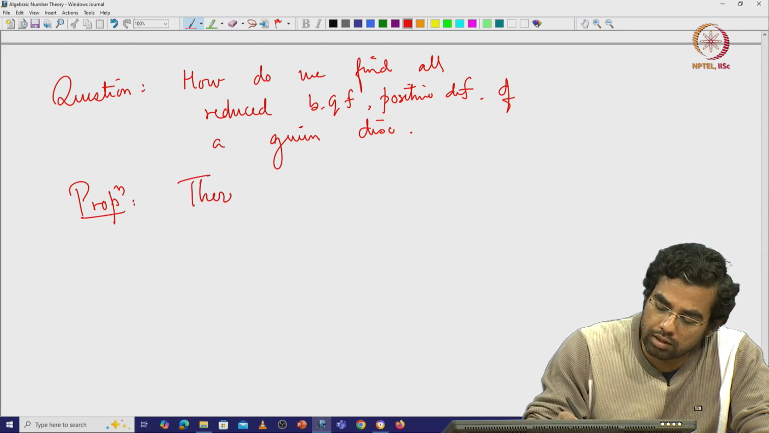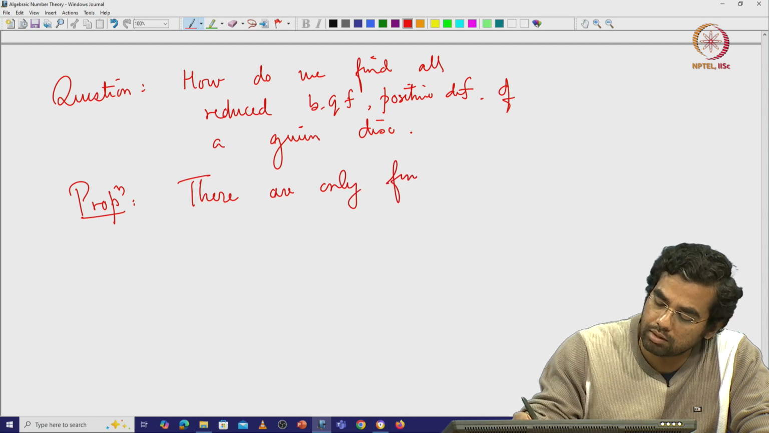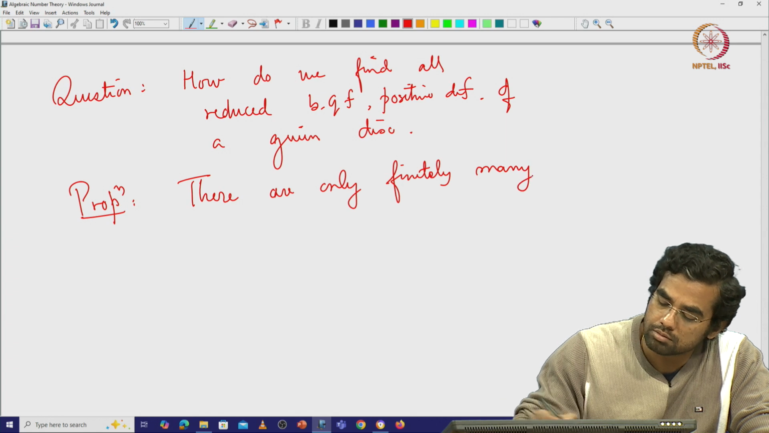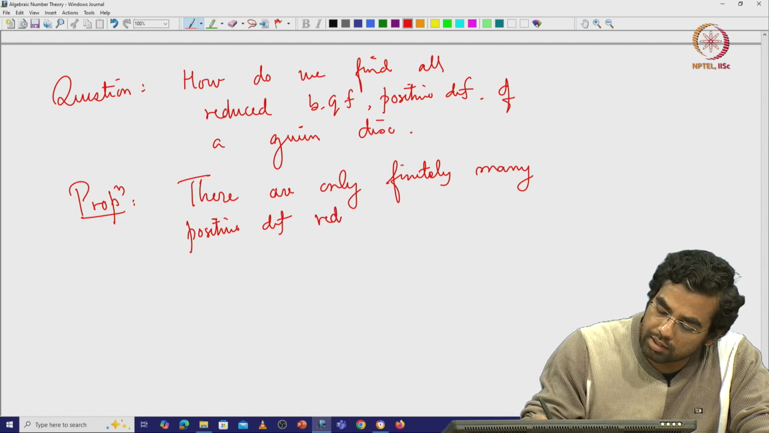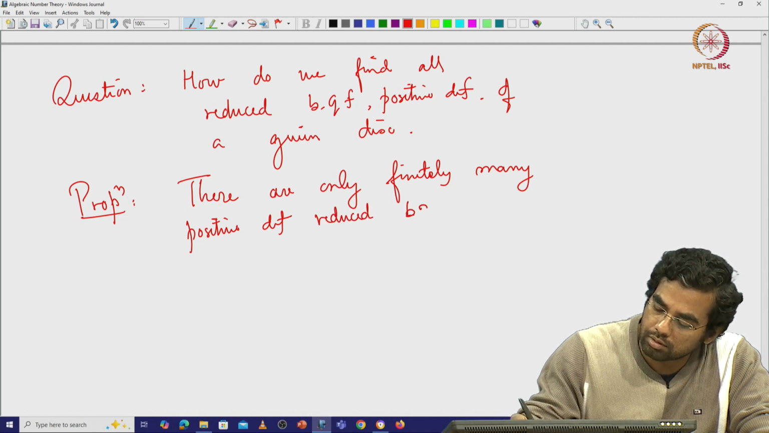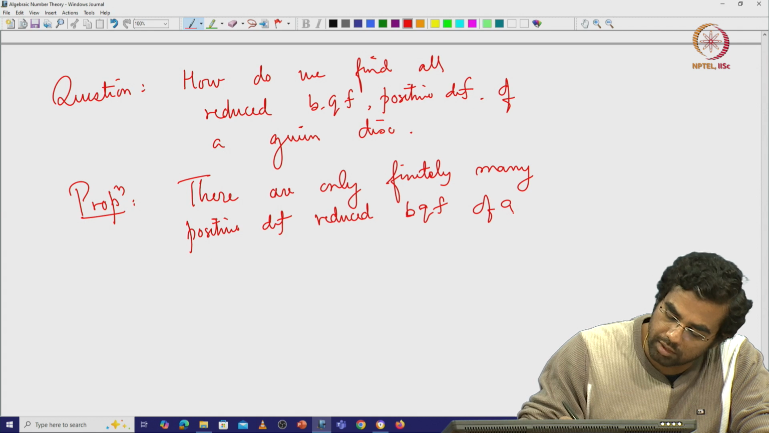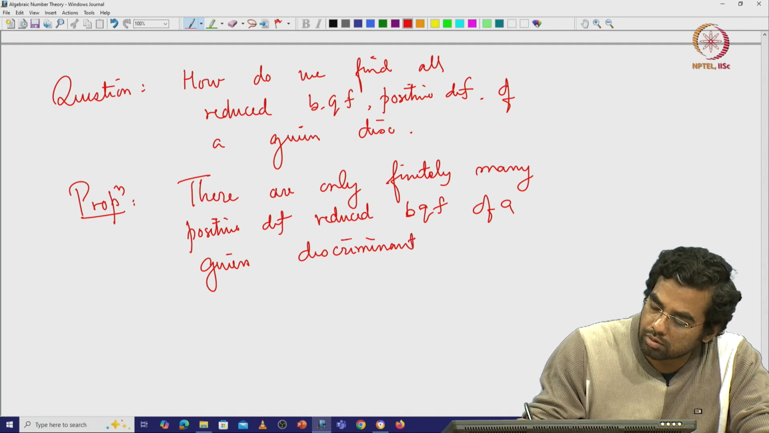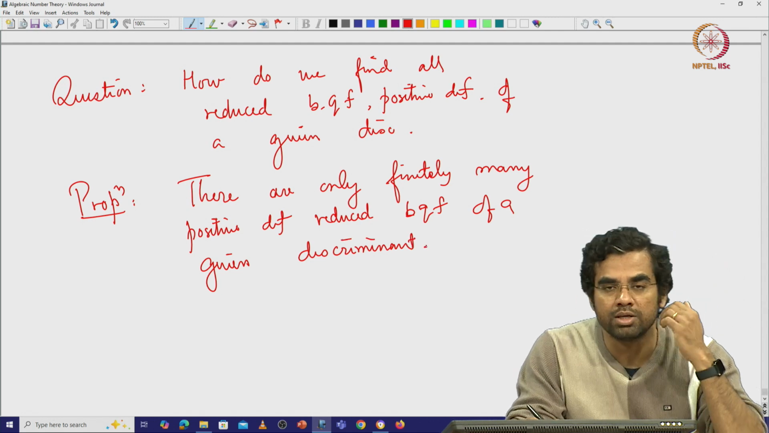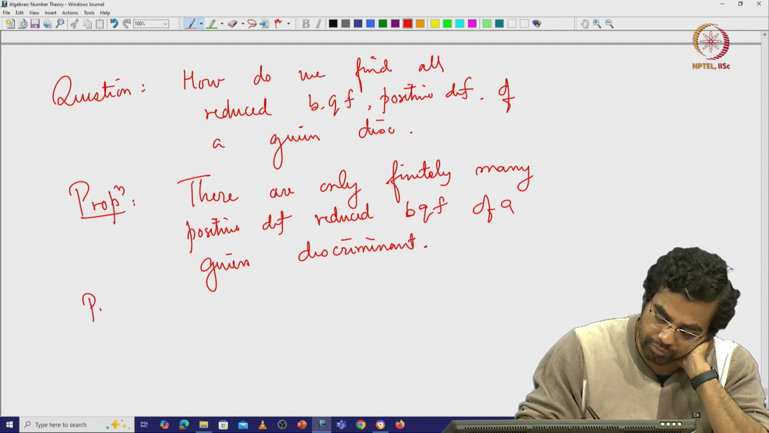There are only finitely many positive definite reduced binary quadratic forms of a given discriminant. Okay, so there are only finitely many ABCs. Okay, so proof.